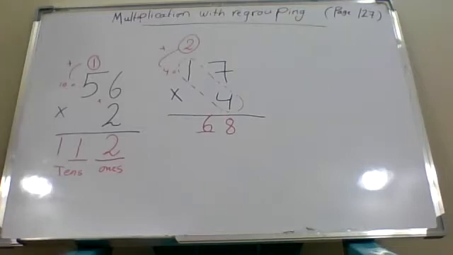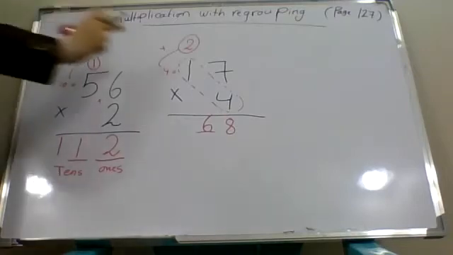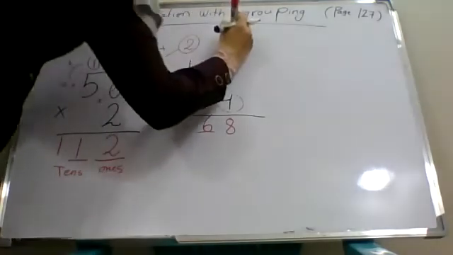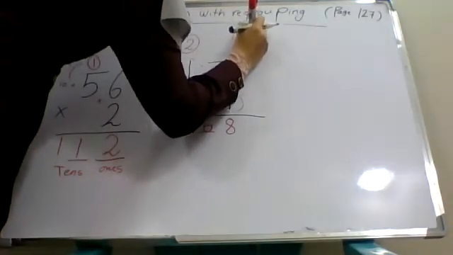Okay, so this is Try This, on page 128. This is exercise 28.